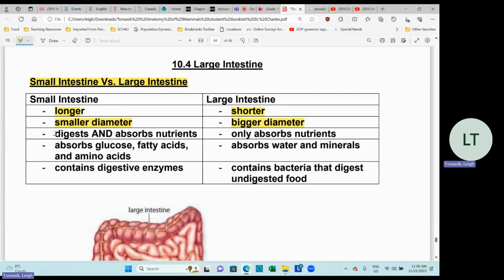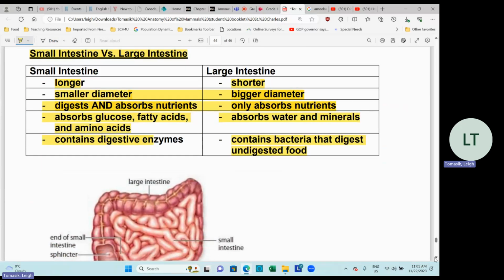The small intestine helps you digest and absorb nutrients, but the large intestine only absorbs nutrients. The small intestine absorbs glucose, fatty acids, and amino acids, and the large intestine absorbs water and minerals. The small intestine contains digestive enzymes because it does digesting. The large intestine contains bacteria that helps you break down undigested food.